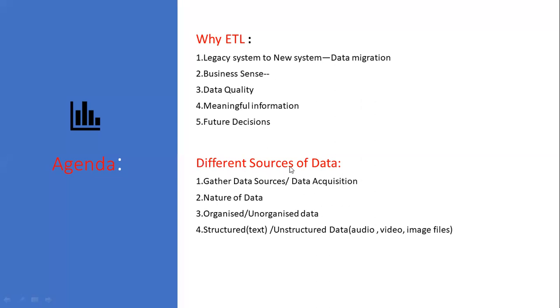Okay, then different sources of data. I think we have discussed a lot about this. We have different sources of data. The nature of data can be different. Sometimes you can get data in audio format, video format, Excel file, text file, organized and unorganized data. Structured and unstructured data. We'll discuss this in detail, but text is generally considered structured data. Your audio file, your video file, your image, these are considered unstructured data. Can you tell me why audio, video, image are considered unstructured data?